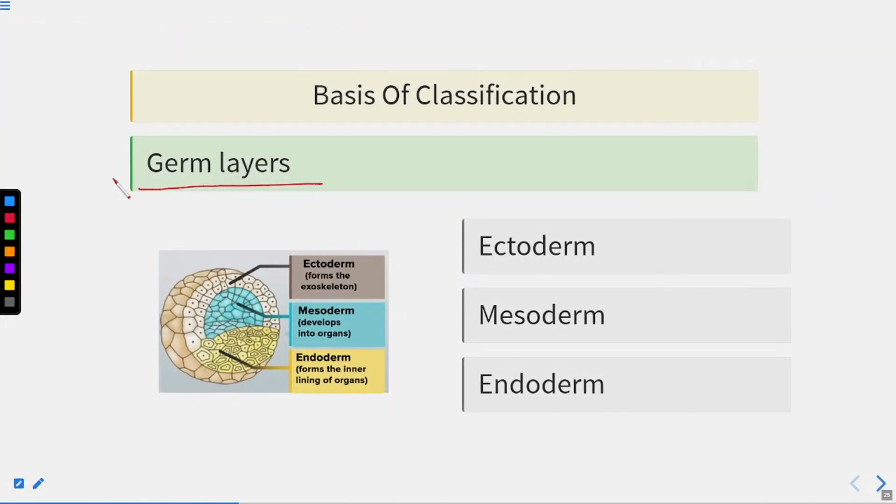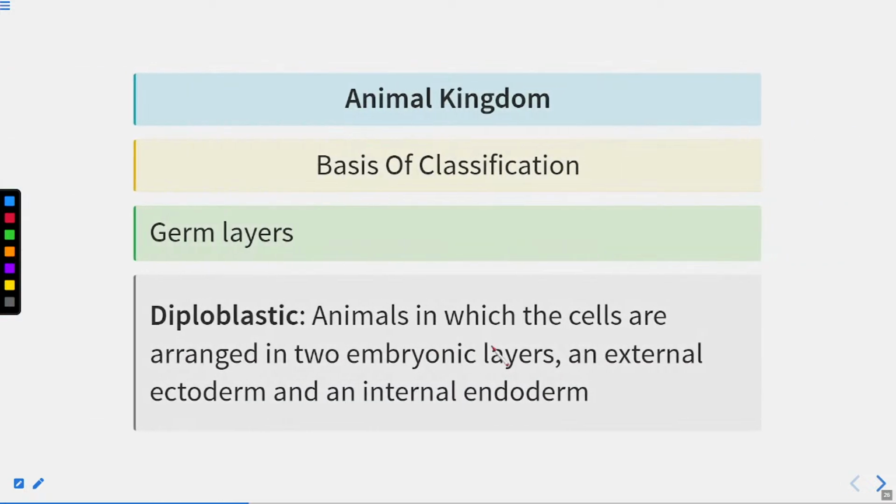Now germ layers. The next characteristic is the germ layer. So we have three different germ layers: ectoderm, mesoderm and endoderm. The ectoderm forms the exoskeleton, right? The mesoderm forms the different organs, and the endoderm forms the inner lining of the organs. So we have ectoderm, mesoderm, endoderm. Let us see this.